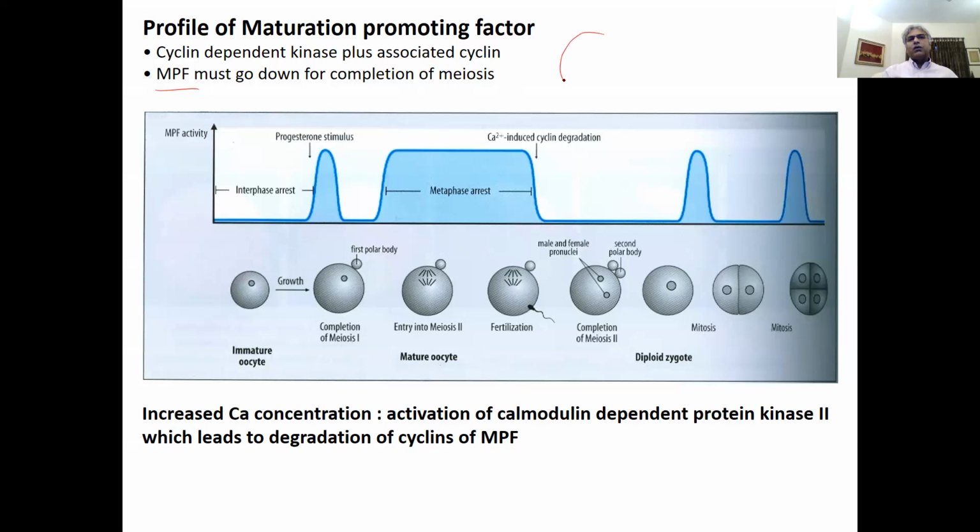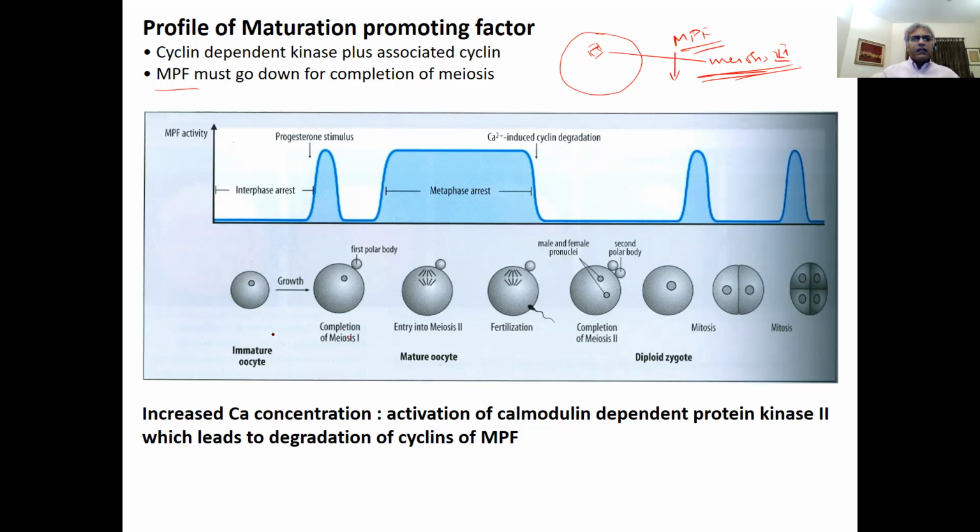So we all know, we learned in our last lecture, that the oocyte is arrested in meiosis 2. Now, this arrest is due to MPF, which keeps this cell arrested. This has to go down. Its activity should go down so that this arrest is released and the cell enters into the cell cycle.